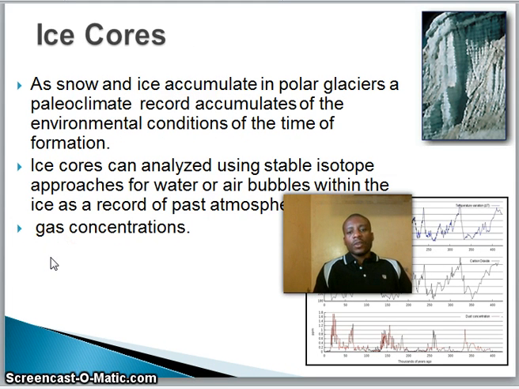Also, ice cores can give us clues about the paleoclimate record, as glaciers accumulate over the land surface. They can trap air bubbles and the gas concentrations which are in the atmosphere. As we can see, they have been plotted here for carbon dioxide, oxygen, and nitrogen as they varied in the different layers of the glaciers.